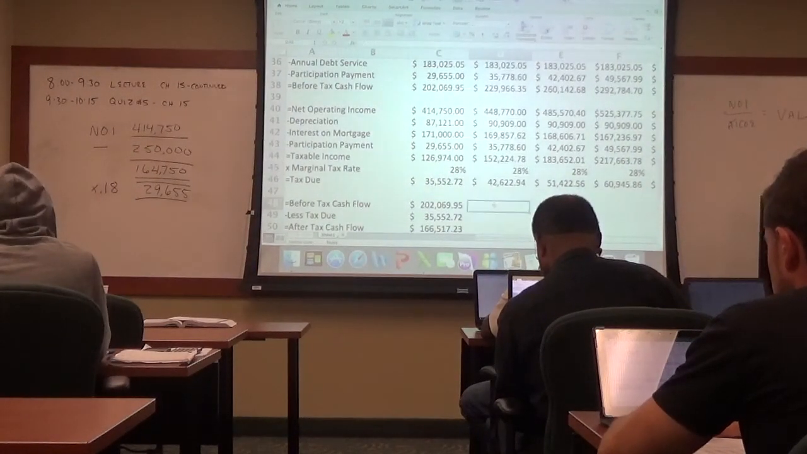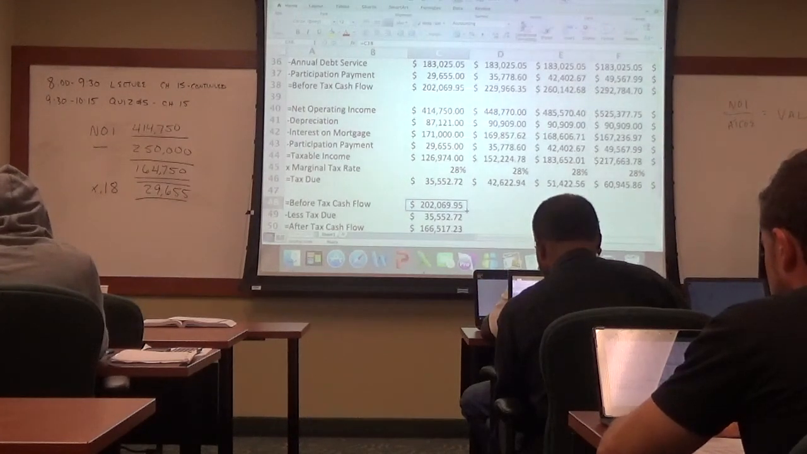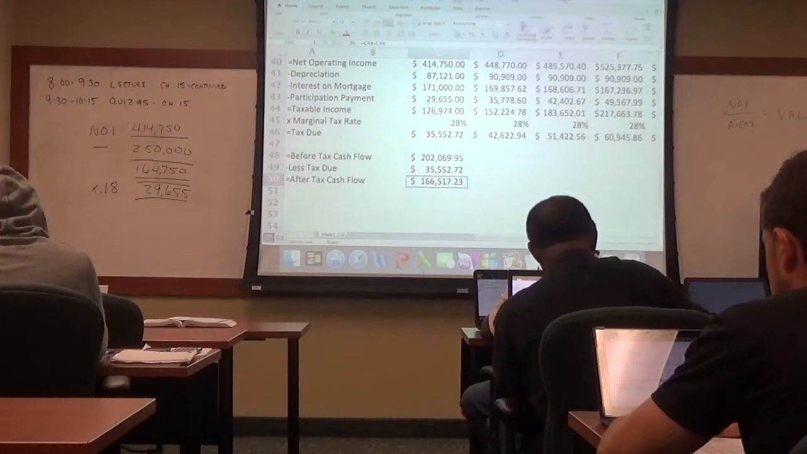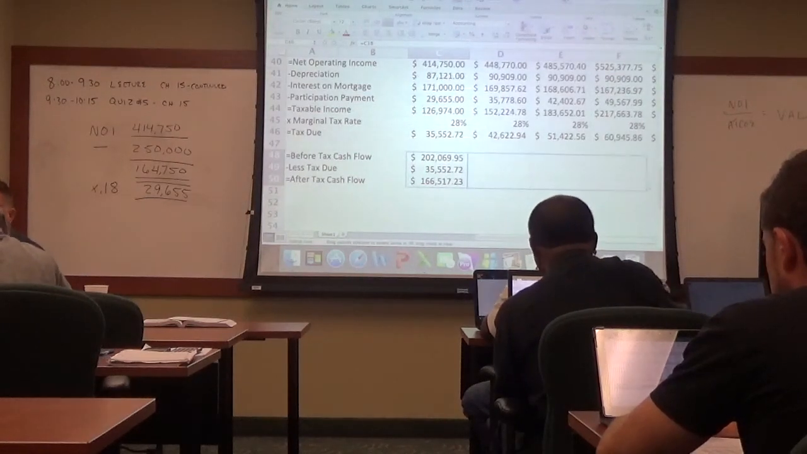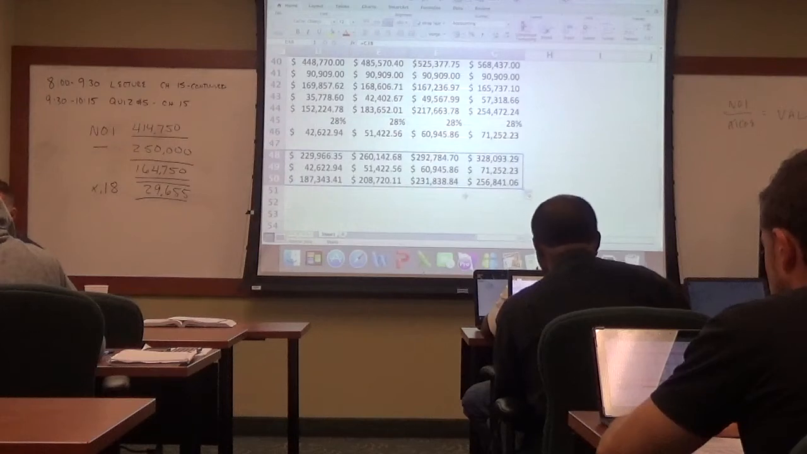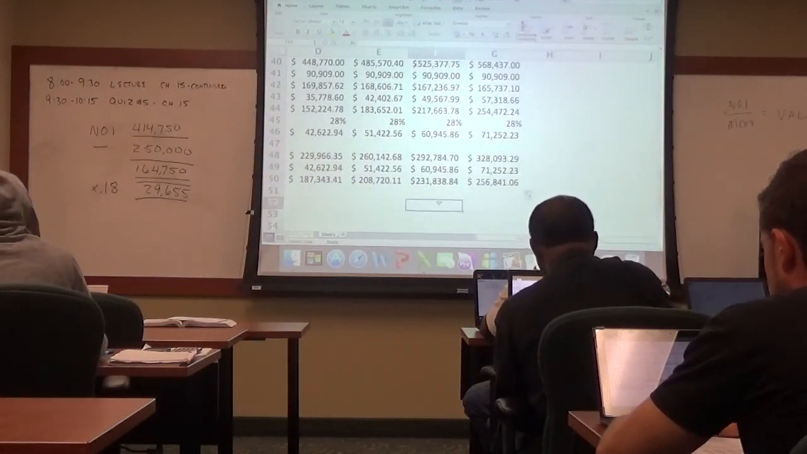Okay. Before tax cash flow, that's one we can just copy directly over, as is tax due, as is the after tax cash flow. So in this one, to save ourselves some time, we can actually highlight all three of them simultaneously, take the bottom, and then copy it over. And boom. Okay? And we're matched up perfectly with everything.